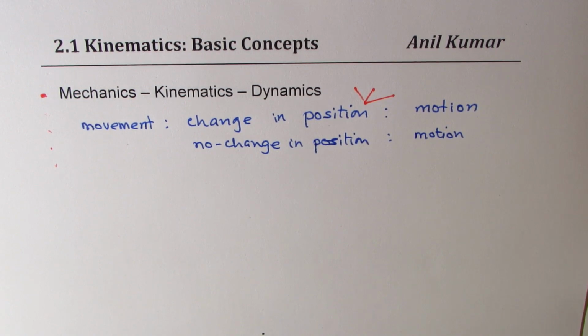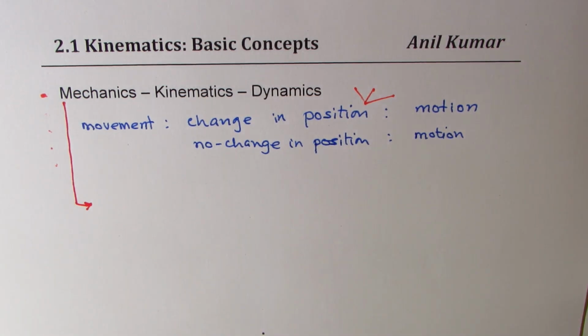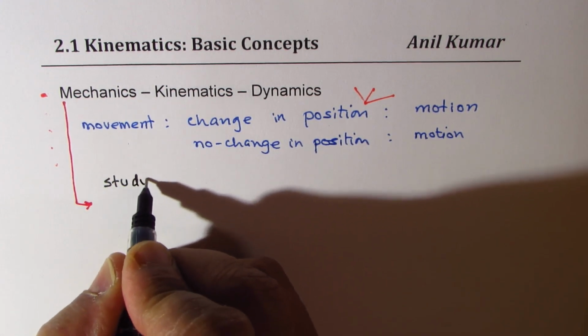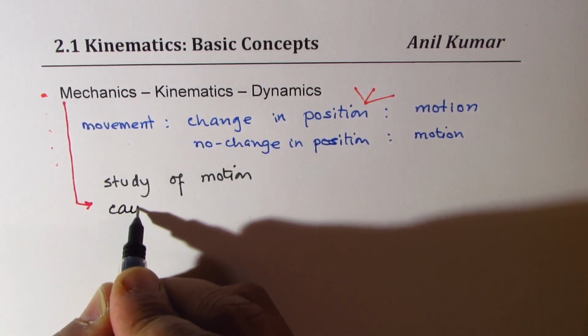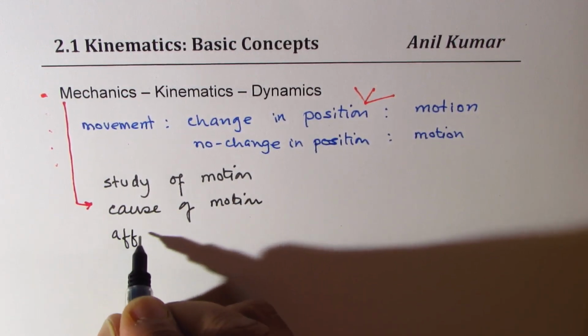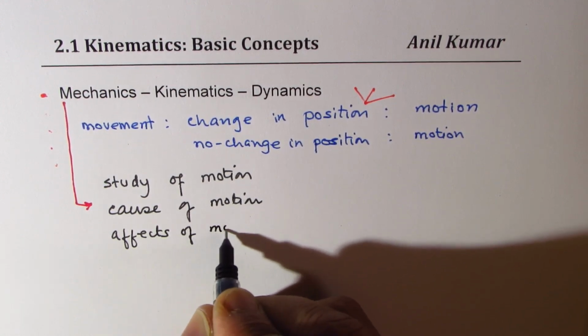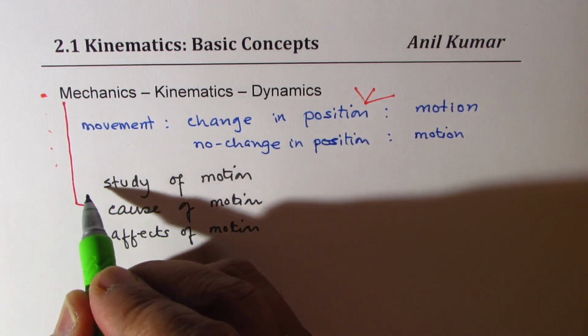So the branch of mechanics is related to understanding the motion itself and what causes or produces the motion and the effects of motion. So mechanics basically is the study of motion, causes of motion, and effects of motion. So all these three things is what mechanics is all about, correct?